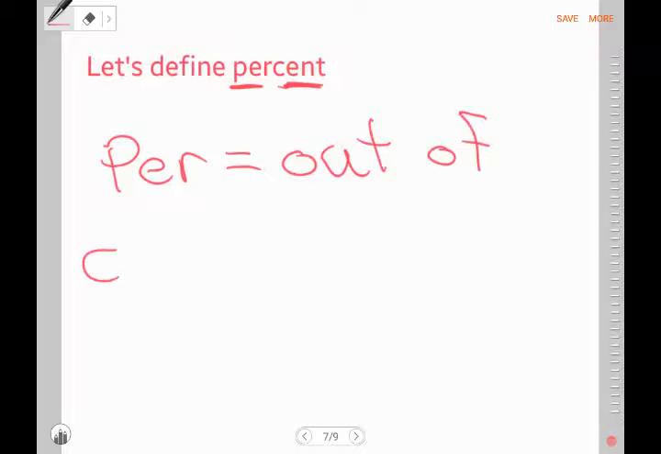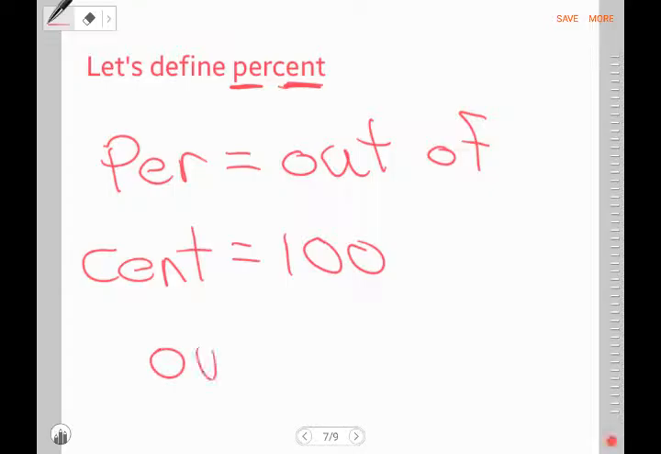And cent, well, we hear about cents of a dollar. How many cents in a dollar? 100. We hear about centuries. How many years in a century? 100. We hear about centimeters. How many centimeters in a meter? 100. Guess what cent means? 100. So percent simply means out of 100.